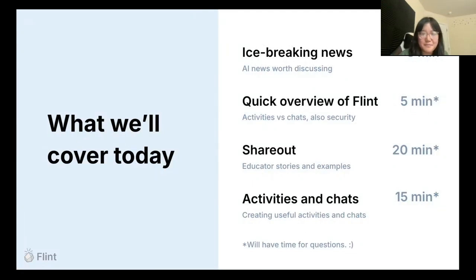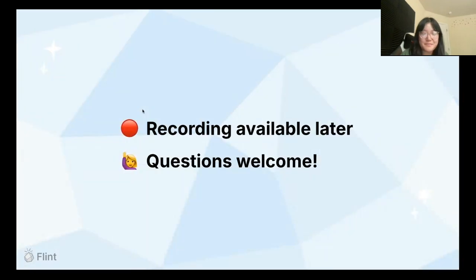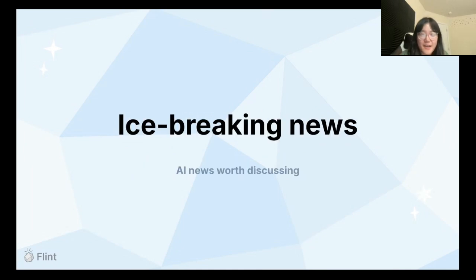Today's session will be run a little bit differently because one of the people that I asked to do the share out can only stay for 30 minutes. So I'll start off with some icebreaking news. I'll give a quick overview of Flint, and then we'll go ahead and do the share out, and then I'll do a walkthrough of how you can create some activities in chats. But as always, the recording will be available later. Feel free to ask any questions along the way. And I'll go ahead and get started there.